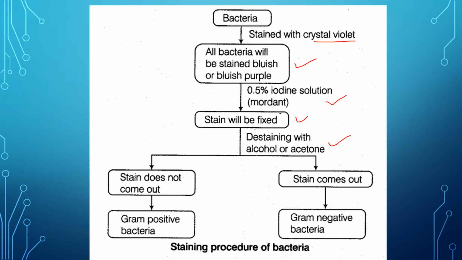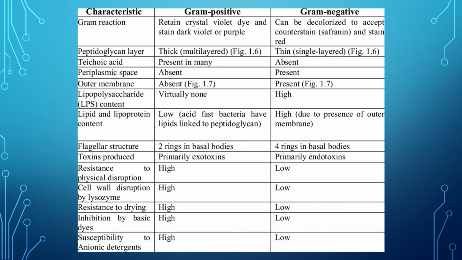There are some bacterial species in which the stain does not come out. At the same time, after destaining with alcohol or acetone, there are some bacterial species in which the stain will easily come out. The species in which the stain does not easily come out are the gram-positive bacteria. The bacterial species in which the stain comes out very easily are the gram-negative bacteria. Next slide is showing you the classification of gram-positive and gram-negative bacteria.